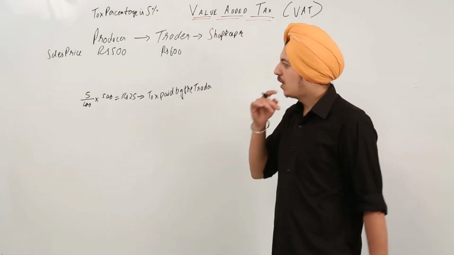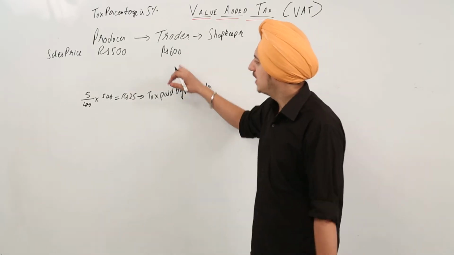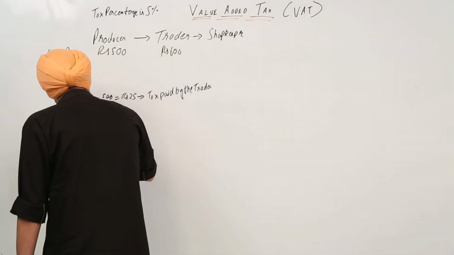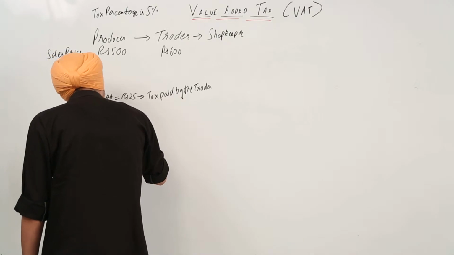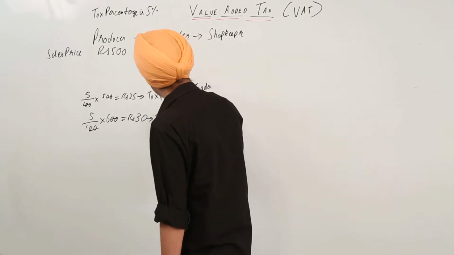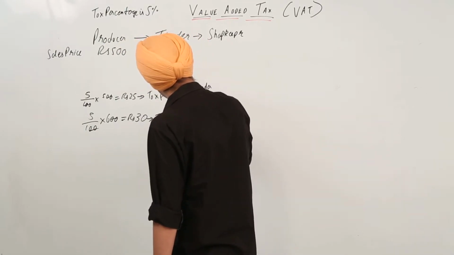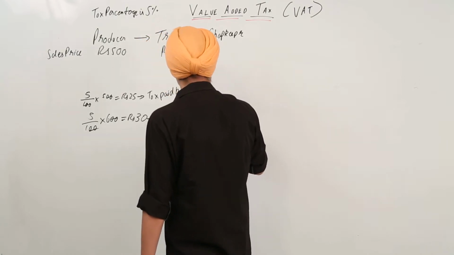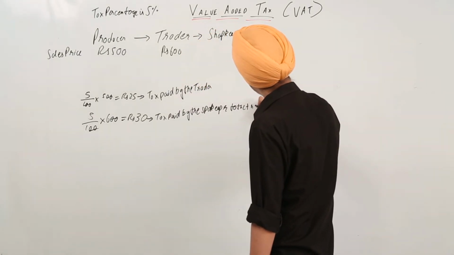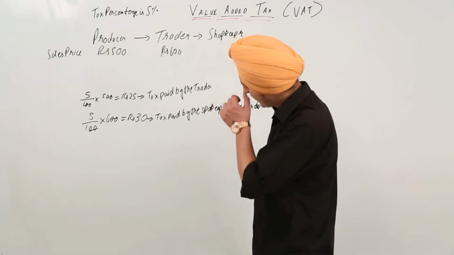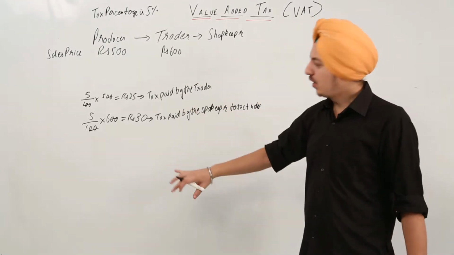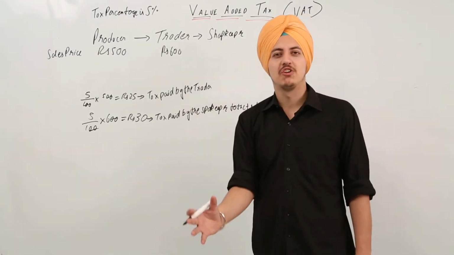now the shopkeeper, how much tax does the shopkeeper pay? The shopkeeper pays a tax of 5% on 600, right? So this is 5 upon 100 into 600, that is equal to rupees 30. Now this is the tax paid by the shopkeeper to the trader. Now if the shopkeeper pays a tax of rupees 30 to the trader, now this 30 rupees does not go to the government as a whole.